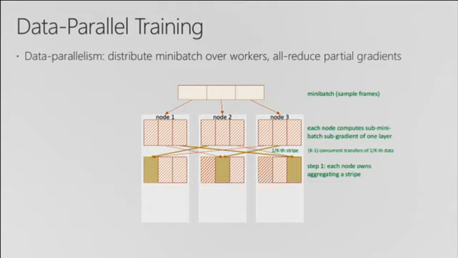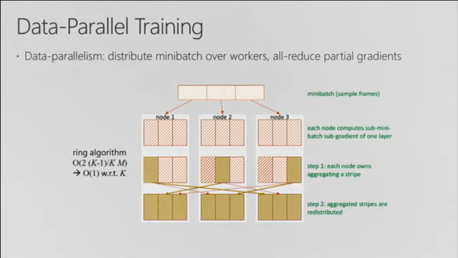Node 2 is the second third, and node 3 is the third part. So node 2 and 3 will send their gradient of the first part into node 1, and node 1 does the aggregation, and then sends it back to 2 and 3. This algorithm is called the ring algorithm.